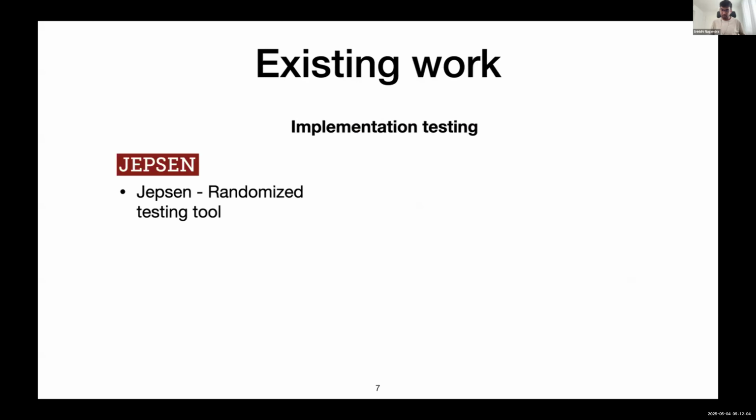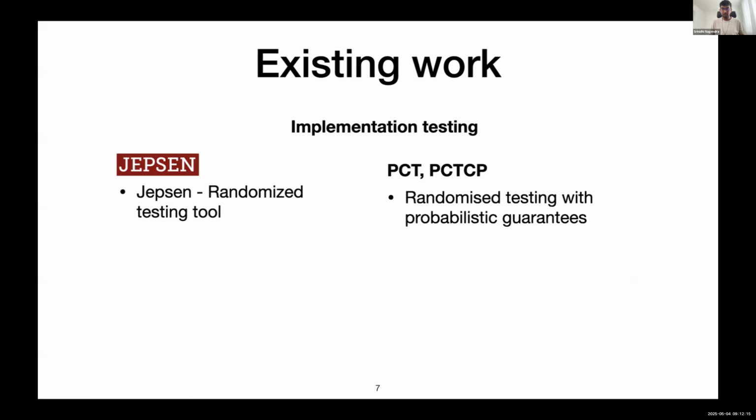So there are popular tools like Jepsen, which use randomized testing to test the implementation end-to-end. This is purely random. You don't get any guarantees. And then on the other hand, you have techniques like PCT and PCTCP, which give you randomized testing, but with some probabilistic guarantee. So these techniques tell you what is the likelihood that you hit a bug, or that you will always hit a bug, how many iterations you have to run to find a bug, and so on.